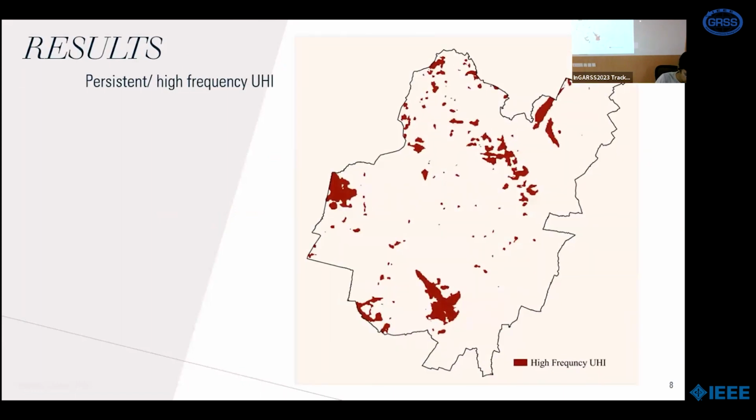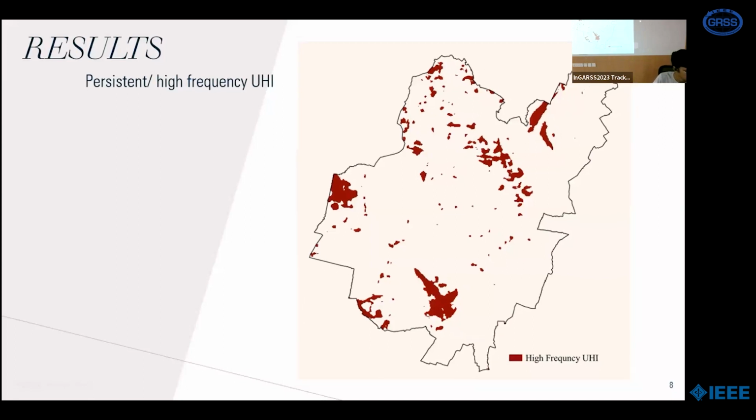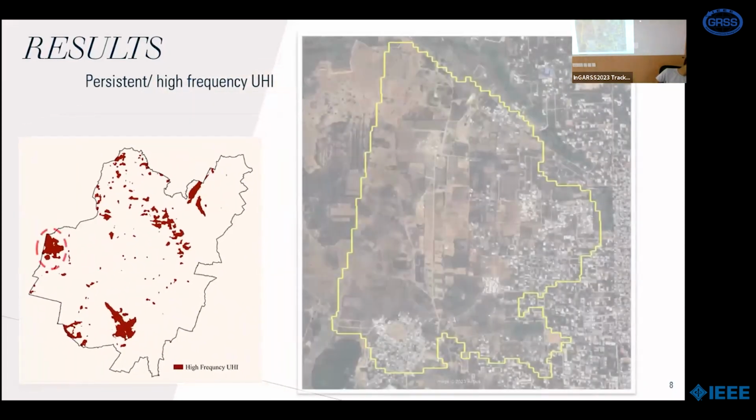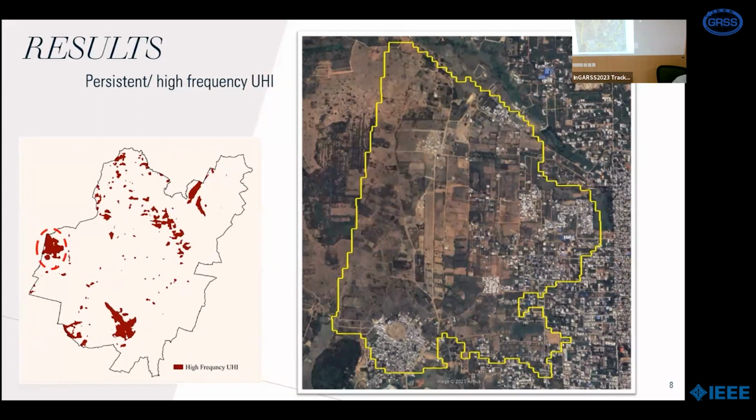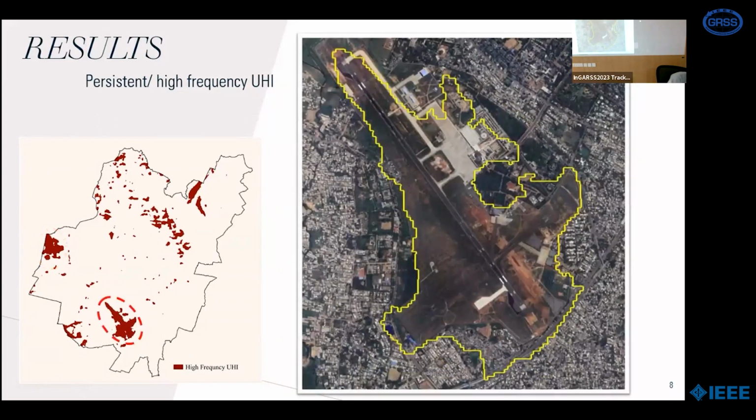Further, areas showing persistent or highest frequency UHI, that is 10 and 11 years of UHI presence, were identified and delineated, warranting specific attention and mitigation efforts. Highest frequency UHI areas are mainly bare land because of lack of vegetation cover. They exhibit persistent UHI. Bhubaneswar Airport: this airport is characterized by a combination of open, bare land spaces and built-up structures, hence exhibiting persistent UHI.